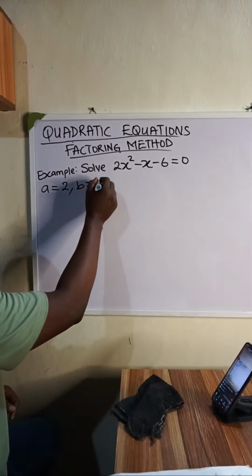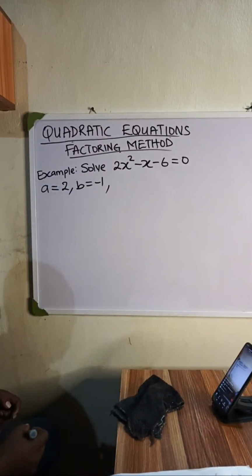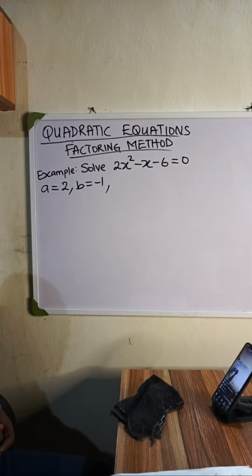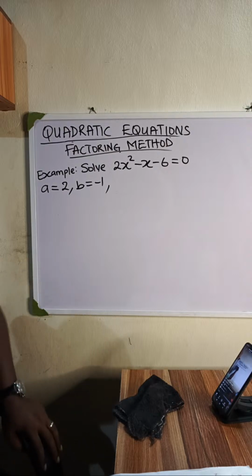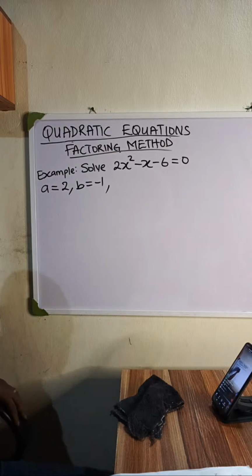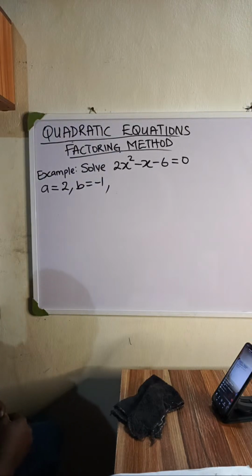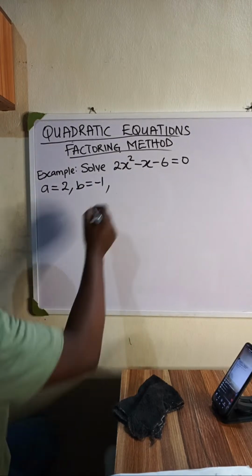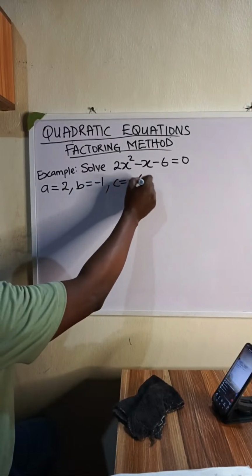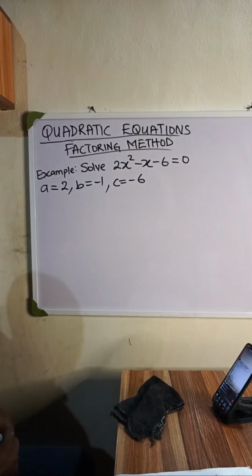Our B is minus 1, correct? So B is equal to minus 1. What about our C? Our C is minus 6, correct? So C is equal to minus 6. Good. So we've done the first step.